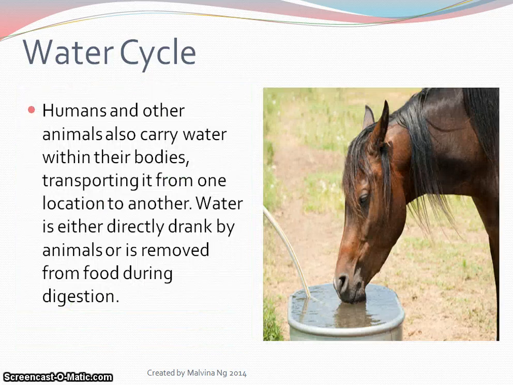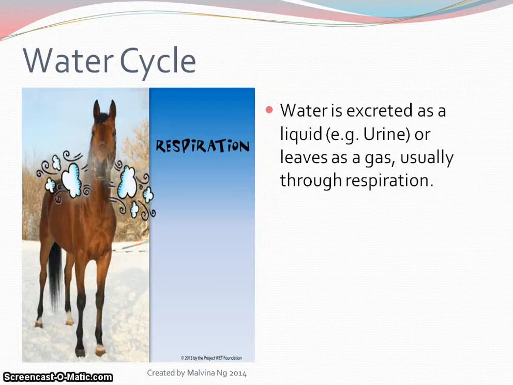Humans and other animals also carry water within their bodies, transporting it from one location to another. Water is either directly drunk by animals or is removed from food during digestion. After we have taken in the water, water must be excreted out of the body. It can be excreted in the form of liquid, for example, our urine, or it can also leave in the gaseous state, usually through the process of respiration.